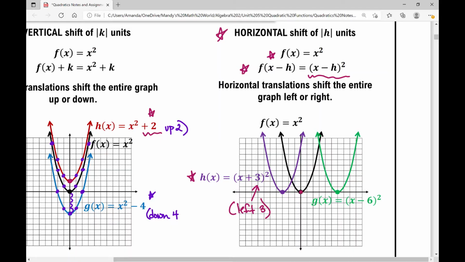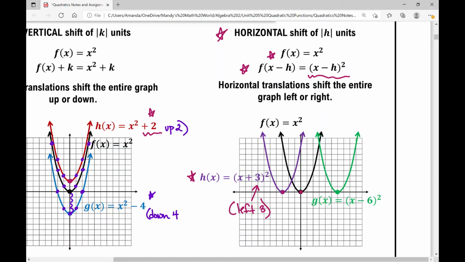So I'm going to tell you where students struggle. They see that x plus 3 and they automatically think, oh, it's going to move right 3 units. That's not what happens. It's kind of like opposite world inside your parentheses with horizontal transformations. So this is actually going to move our function. Every single point is going to move left 3 units, which is why my vertex is not at 0, 0 anymore. It's at negative 3, 0.